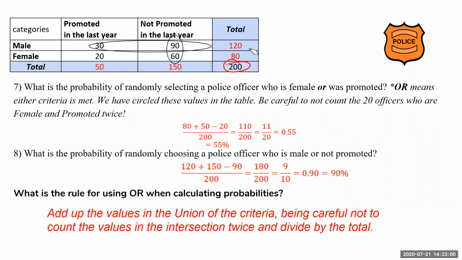Okay, so this is it. Add up the values in the union of the criteria, being careful not to count the values in the intersection twice, and divide by the total. Is that okay? Think about it. Sounds good? All right, so that is how you deal with that scenario.